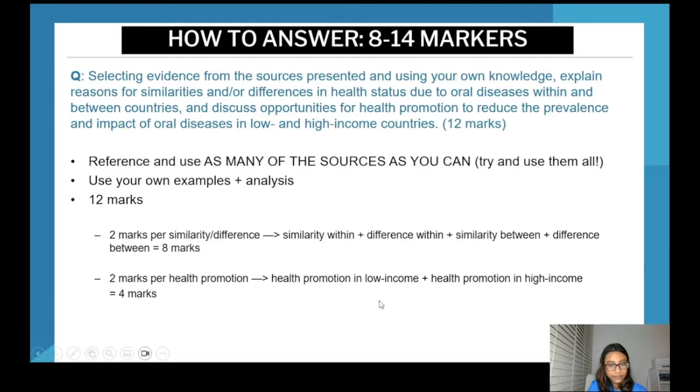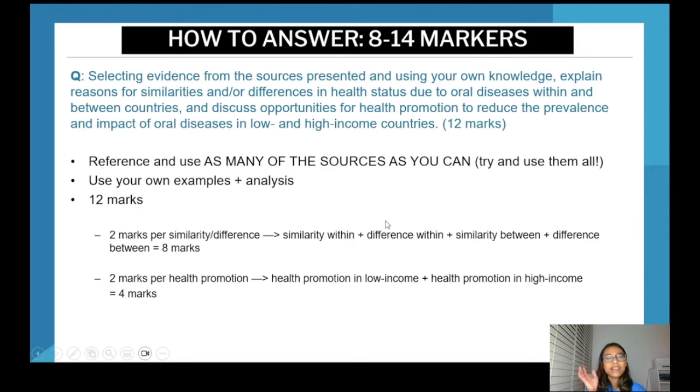And then we've got 2 marks per health promotion, which is the second part of the question. There are so many parts of the question. It's very confusing, but we've broken it down, so it's not daunting when you look at it. So you just have to break it down.